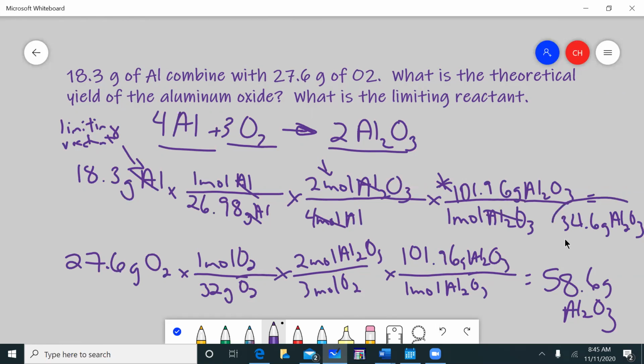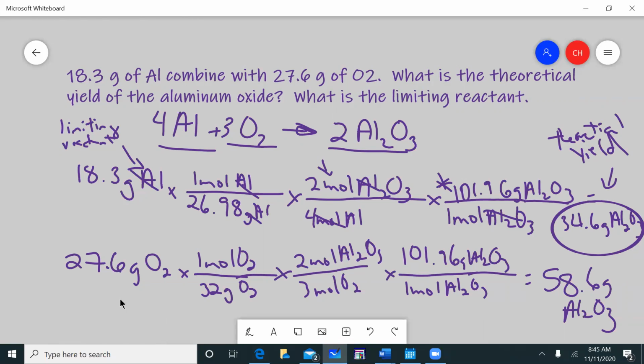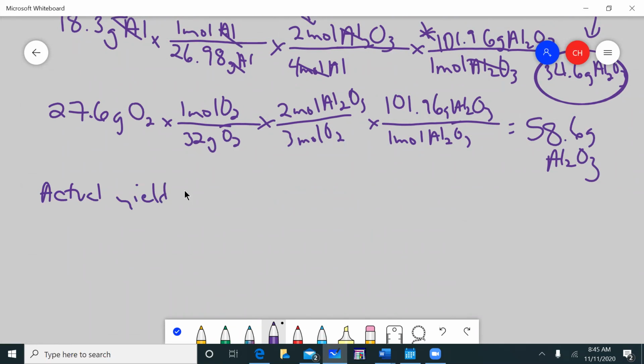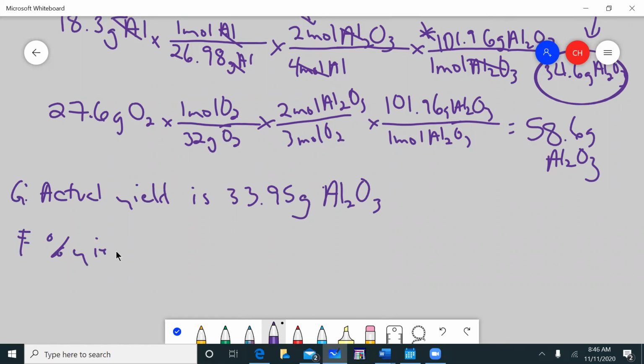The theoretical yield is this thing over here. So in theory, we can produce 34.6 grams. Now let's say that your actual yield is 33.95 grams of Al2O3. Find the percent yield. I'll give you just a minute for that.